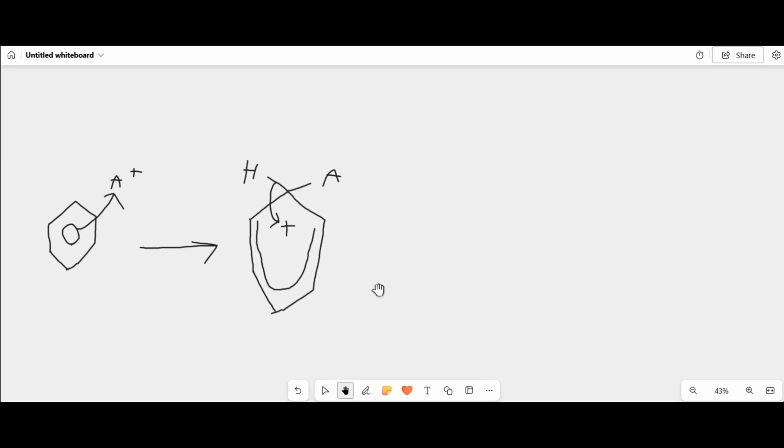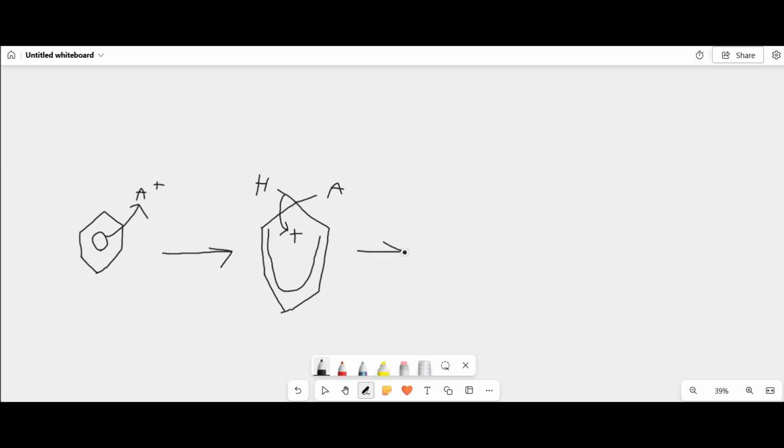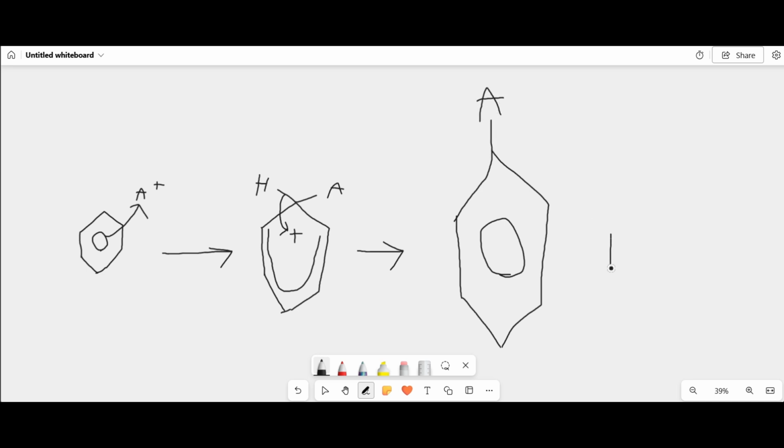And so therefore H is going to leave, and you're just going to get, and this happens quickly as well. This is the rapid step here. And you're going to reform the ring here, and then you're just going to have A instead of H, and then plus H plus here. So that's the mechanism. It's very easy.